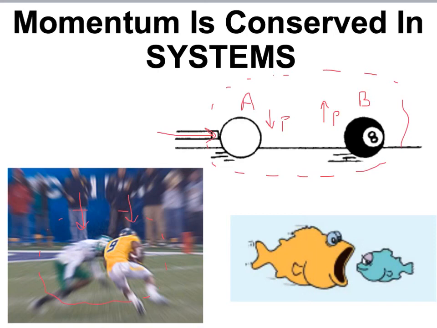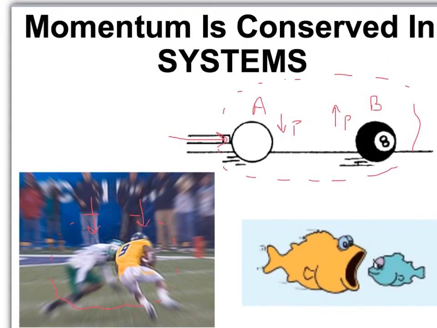The same thing here. Remember, we have fish A and fish B, and together they make up this system, system AB. Now when these fish collide, both of them are going to change momentum, but the momentum is going to be conserved in the system.